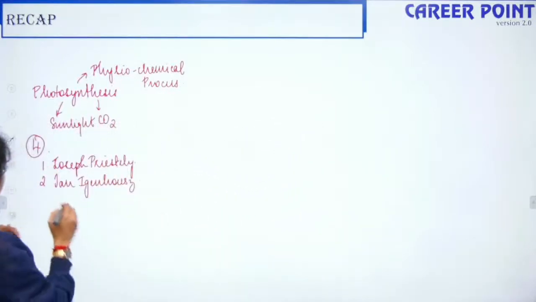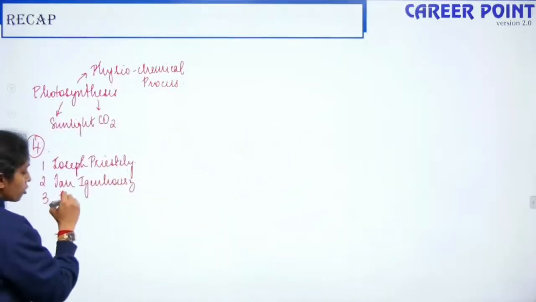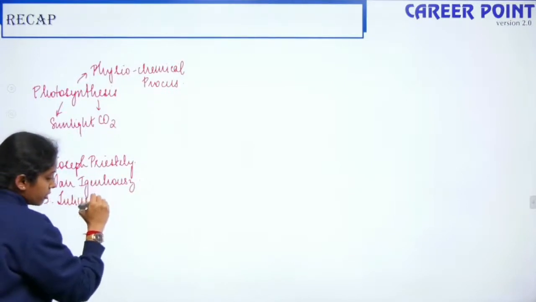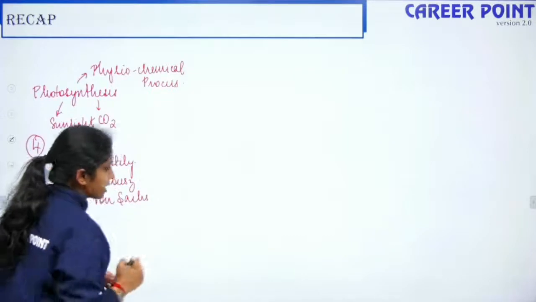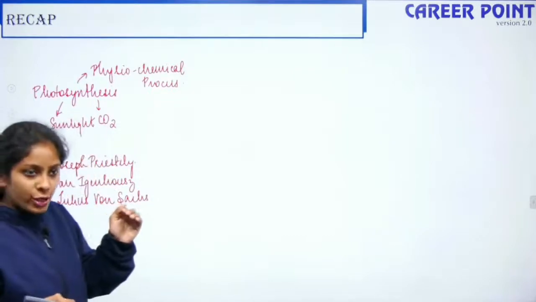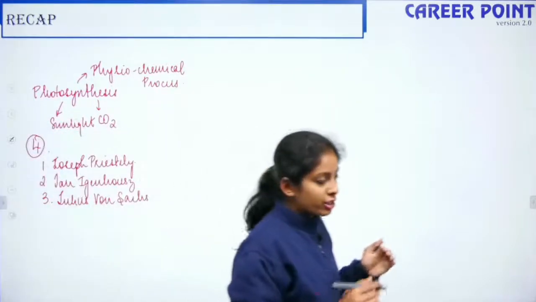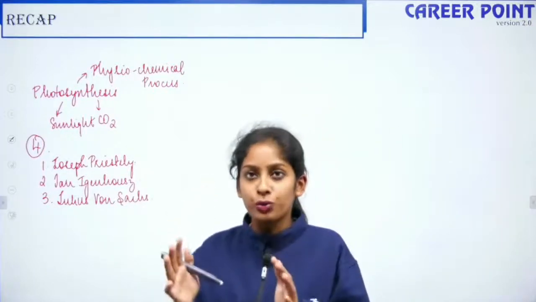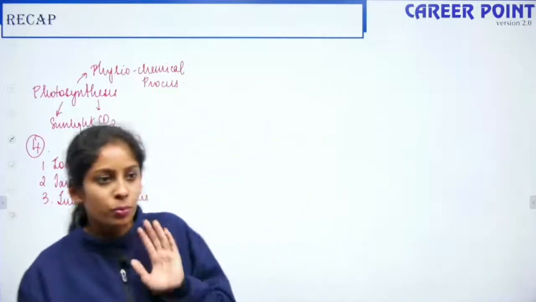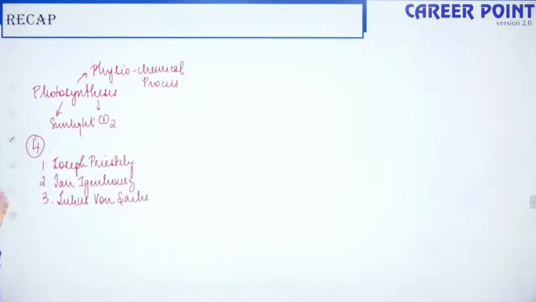The third one was given by Julius von Sachs, who also discovered hydroponics. He gave evidence that yes, glucose is produced when the plants grow. Another thing he said, the glucose is stored as starch and it is produced within the chlorophyll, which is placed inside the chloroplast of the leaf. So that was his conclusion.